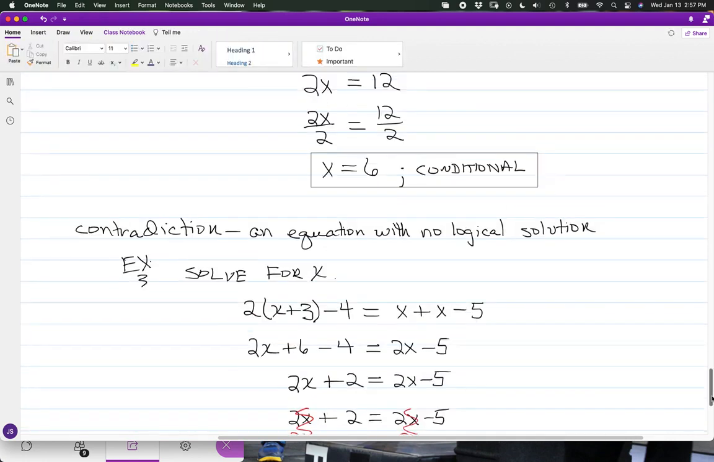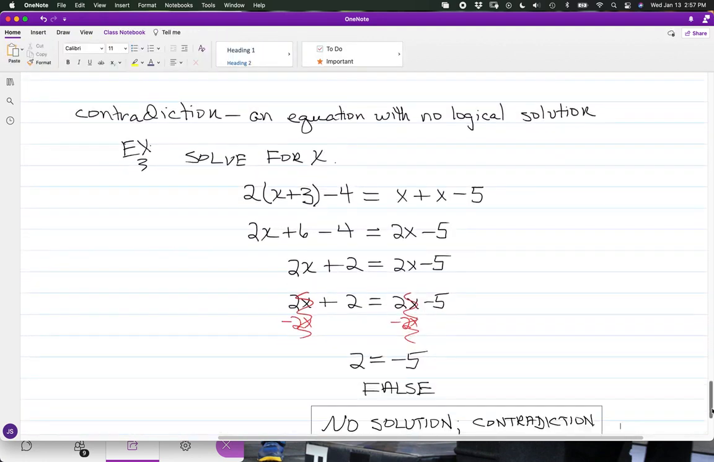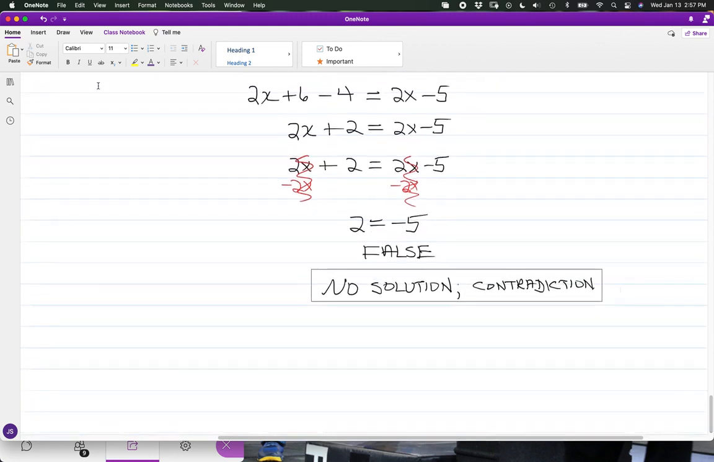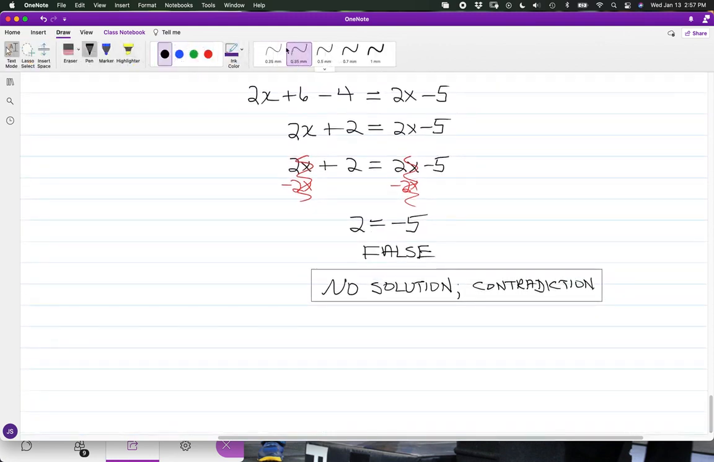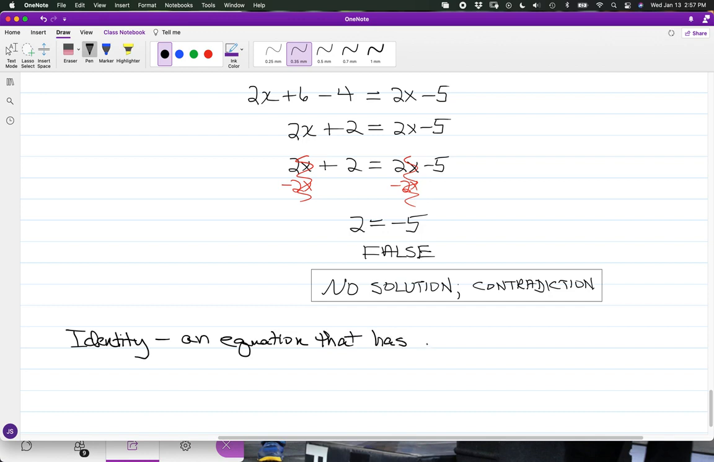Okay, so a conditional has a limited number of solutions. A contradiction has no logical solution. Now, for an equation that results as an identity, okay, an identity will be an equation that has an infinite number of solutions.